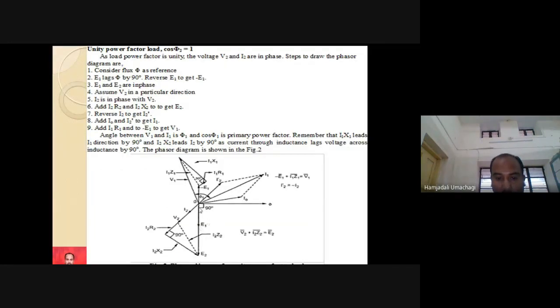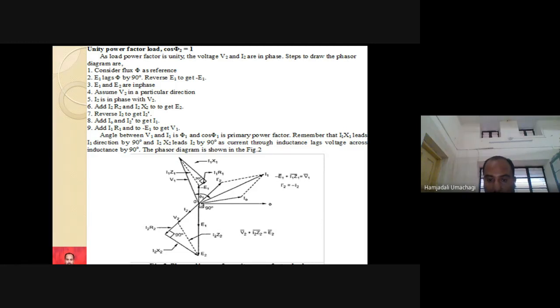For this, we have already taken the anti-phase of E1, that is minus E1 is here. From the tip of minus E1, you first show I1R1. So how to draw this I1R1? This is the resistive drop. Now what do I have to do? I have to check the direction of the current I1. Where is my current I1? This is my current I1.